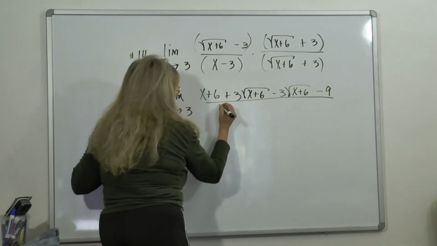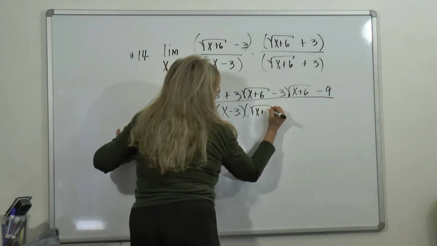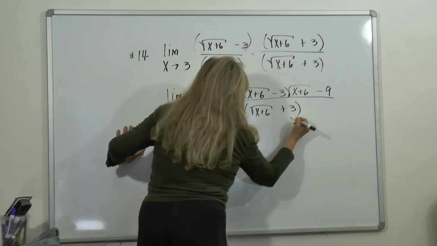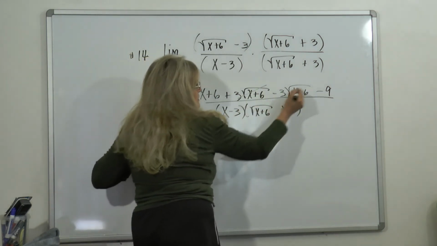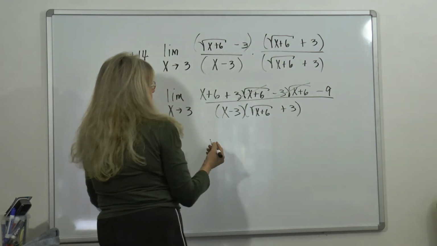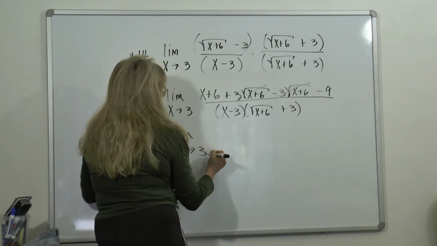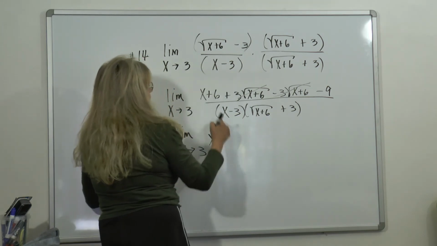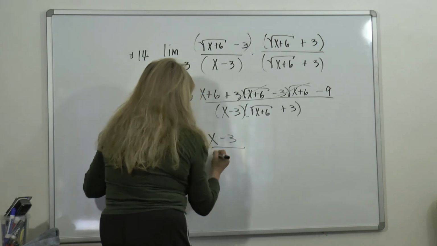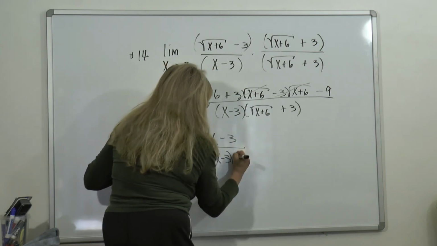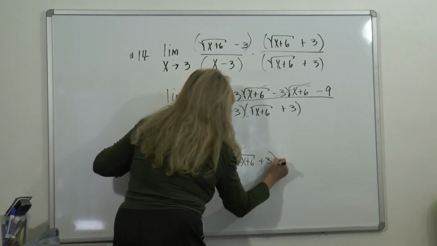And down here, I'm just going to leave this in the parentheses. Don't FOIL it. If you do, it'll just take you an extra step to fix it. So these two cancel. That's why we chose the conjugates. So I have my limit as x goes to 3 of x, that's this guy, and then 6 minus 9 is negative 3, over x minus 3 times square root of x plus 6 plus 3.